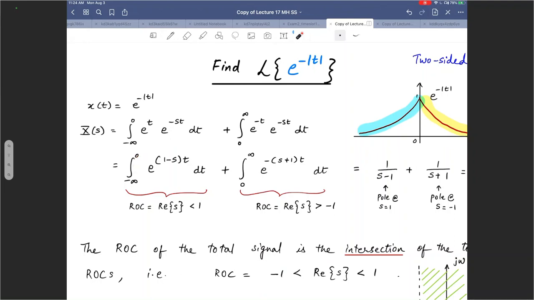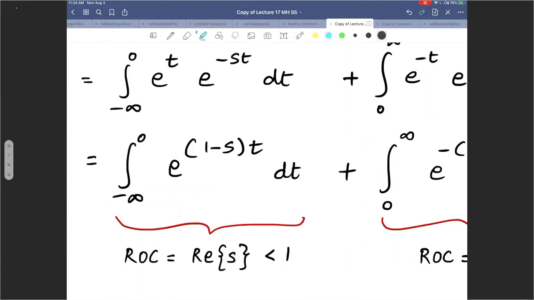Now if you do some manipulation on the first integral, what do you have? Integration over negative time of e to the 1 minus s times t. So how would you qualify? Can we go from this integral to writing this statement? Can we say that? Can we go there? Let's try to take a look.